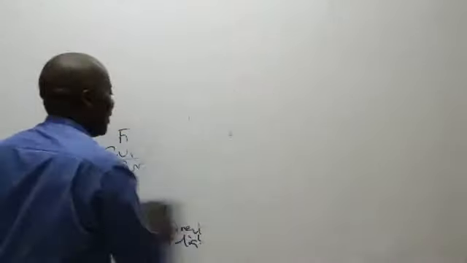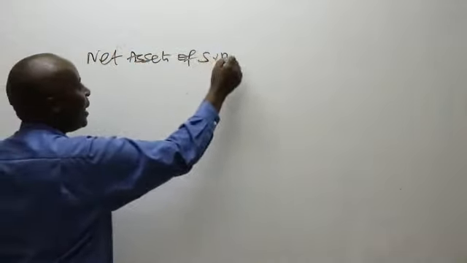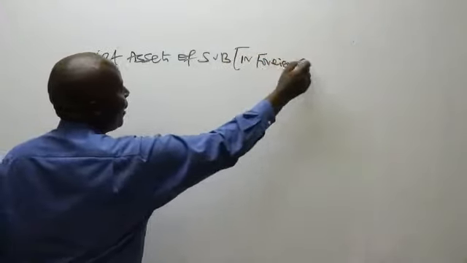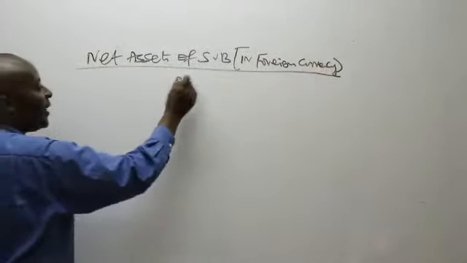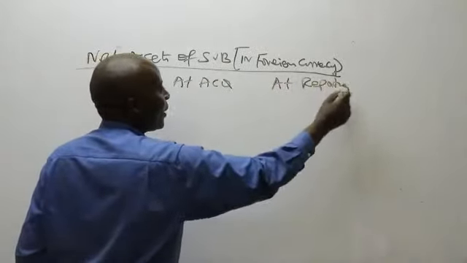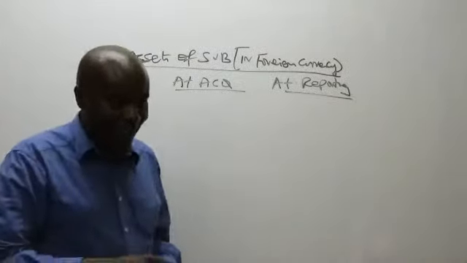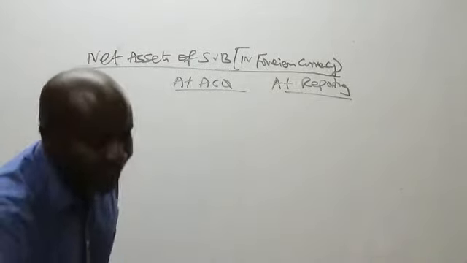So to finish the balance sheet, we start with the net assets of the subsidiary. Write net assets of the subsidiary now. And these must be given in foreign currency. So remember, net assets is at acquisition and at reporting. It's net assets at acquisition and net assets at reporting.